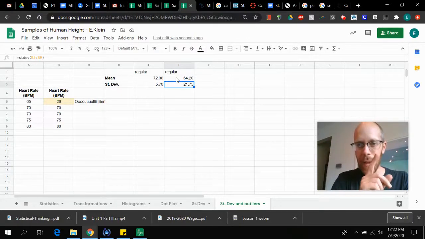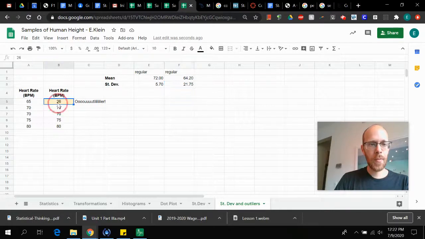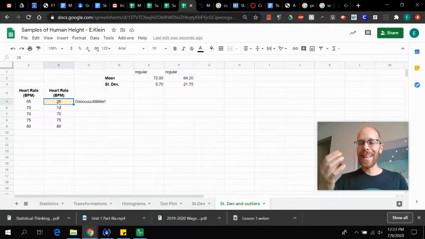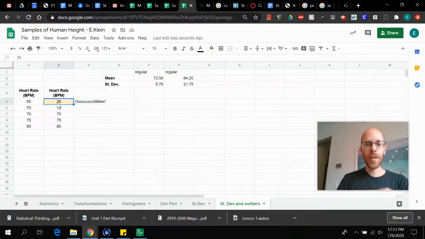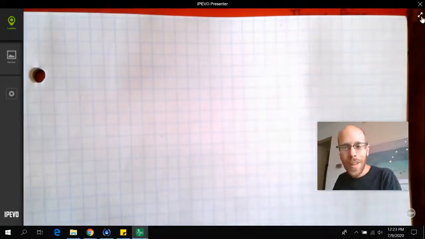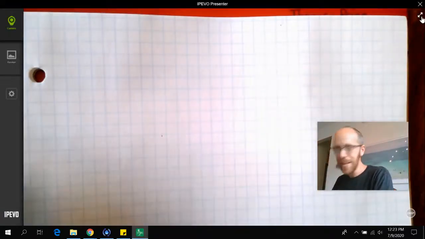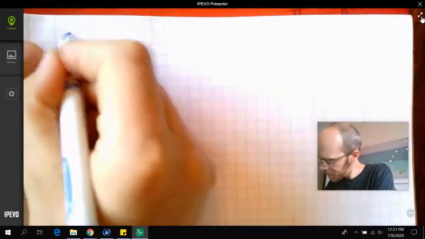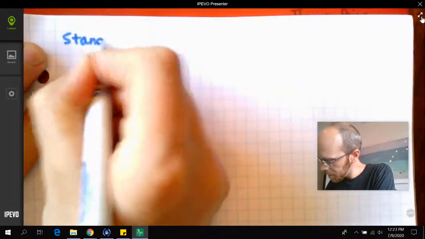And think about how that makes sense, because this value right here is very, very far away from the mean. It has a very large deviation. Therefore, we will get a larger standard deviation. The moral of the story, ladies and gentlemen, is that the standard deviation is not resistant to outliers. Please write this down in your book.